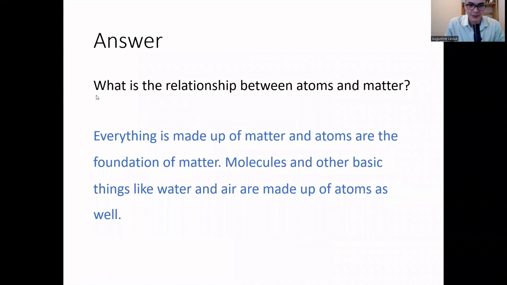For the second one, what is the relationship between atoms and matter? Well, everything is made up of matter, and atoms are the foundation of matter. So everything's made of matter, and therefore they're made of atoms. Molecules and other basic things like water and air are made up of atoms as well. So that's their relationship. Okay, so those are the answers for this part. Moving on to the next section.